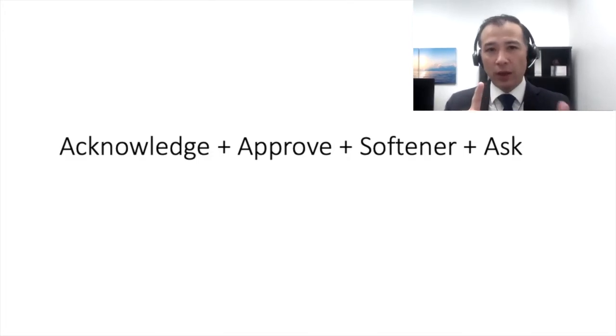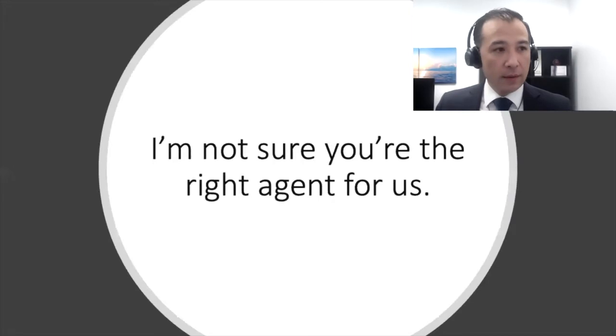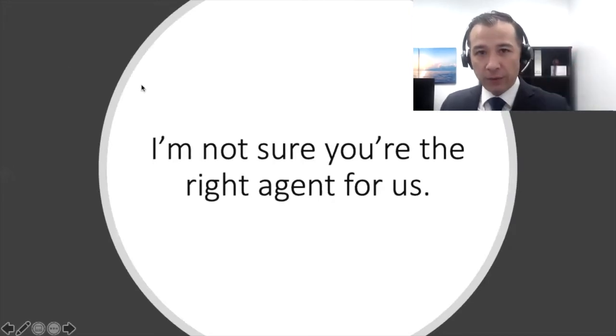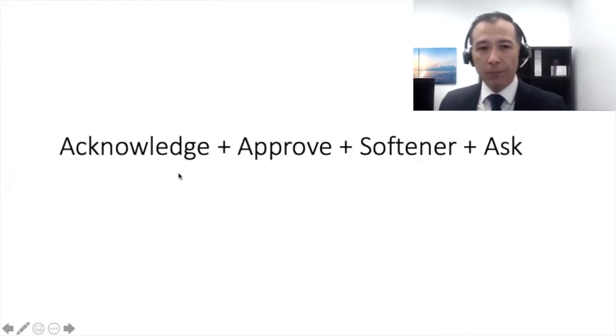I did what's called a level shift. I said that most homeowners want to choose the right agent for the job of selling their home. The objection is I'm not sure you're the right agent for us. So what I did is I switched it by using a level shift from being this objection into looking for the right agent, right? So we acknowledged, we approved.